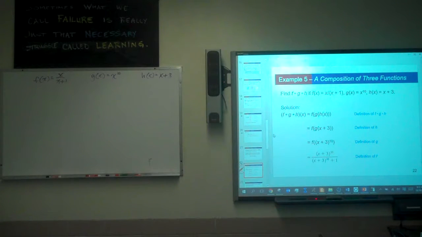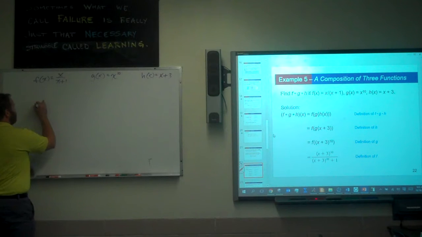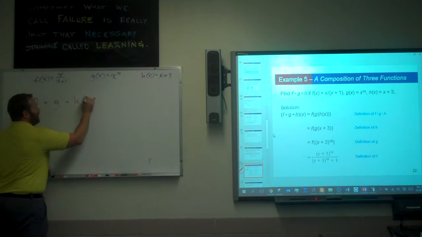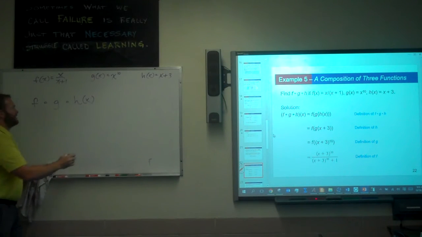Okay. So now I'm going to rewrite. I'm going to find f composite g composite h of x, and see what that is equal to.